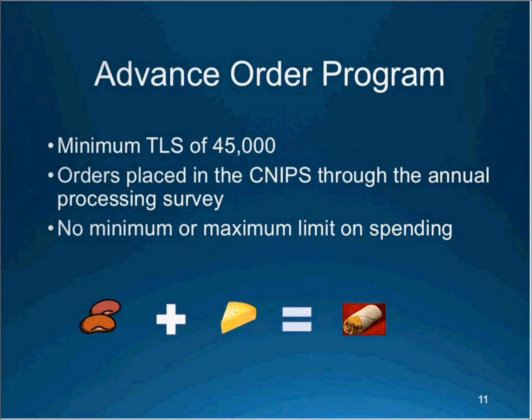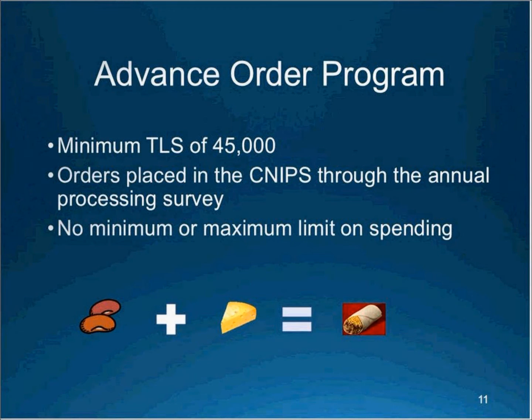To be eligible to participate in the Advanced Order Program, allocation agencies must have a minimum total lunches served of 45,000 a year, which is equivalent to serving 250 lunches a day. This ensures the agency will be able to meet a processor's minimums. Agencies with a total lunches served of less than 45,000 may still divert USDA foods to processors, but would have to do so as a member of a state co-op or a private co-op.